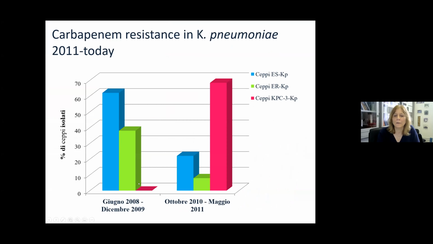This situation completely changed in around 2011, because we didn't observe the porin mutations anymore, but we observed the entrance in Italy, and I was surveying the hospital in Roma with the collaboration of some societies that gave me the strains. We observed the evolution to full, highly level resistant Klebsiella pneumoniae to carbapenems, thanks to the acquisition of a carbapenemase.